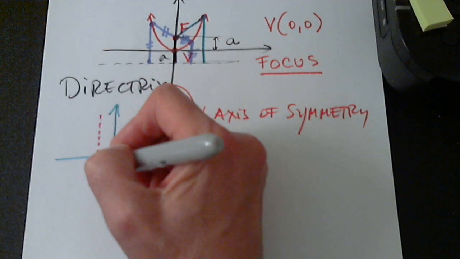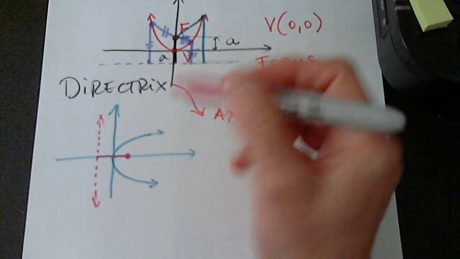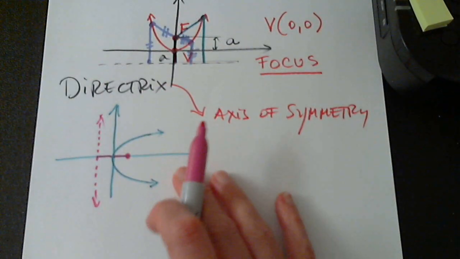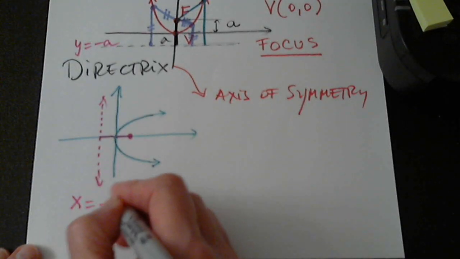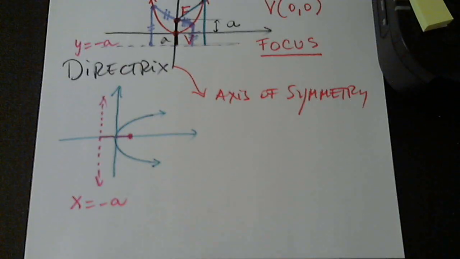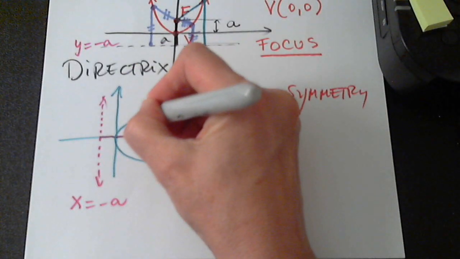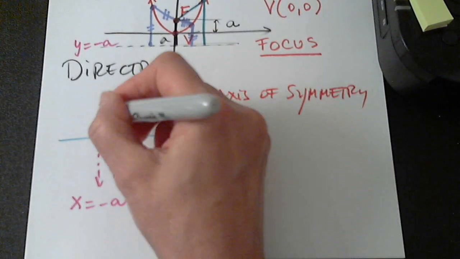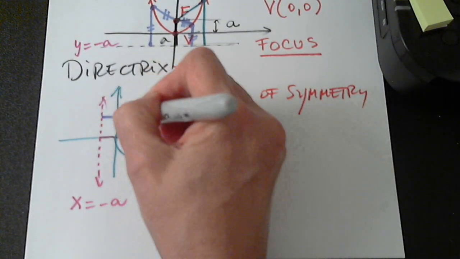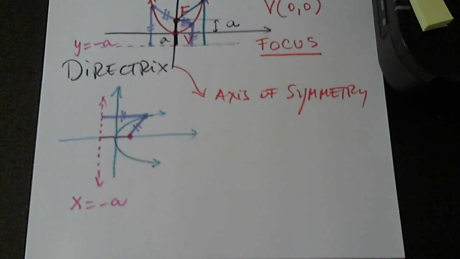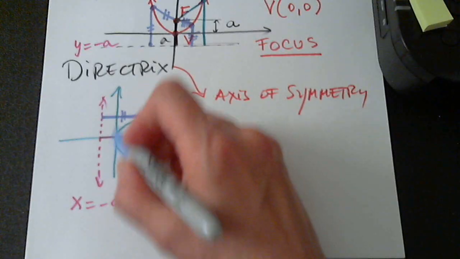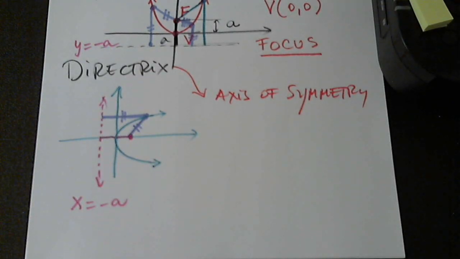So this time, the directrix of the parabola is a vertical line. This one was y equals negative A. This one is x equals negative A. Any point on this parabola is found at the same distance from the focus as well as from the directrix. They have to be the same. Again, they don't appear to be the same, so I should have opened it up more, but they have to be the same.